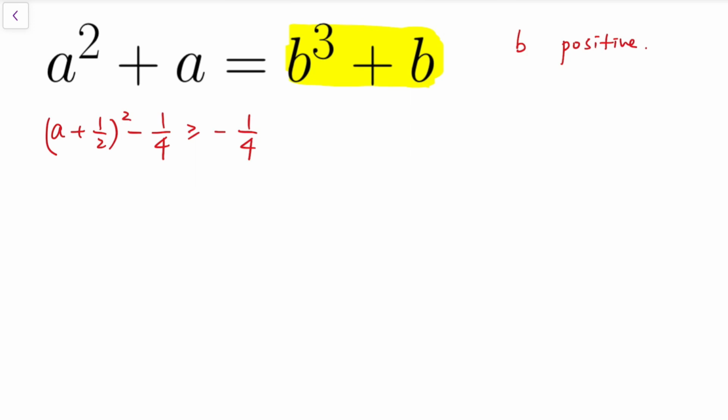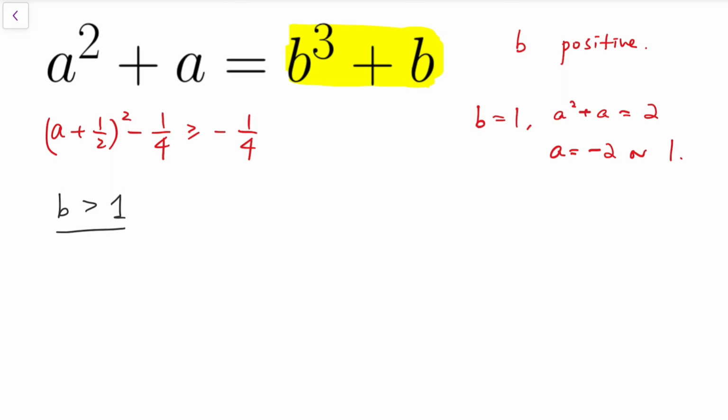For this, I'm going to divide into two cases. The first case is very simple, it's just when b equals 1. Then a squared plus a equals 2, and it's a quadratic, so a equals minus 2 or 1. And next, for b larger than 1, that's the major case.